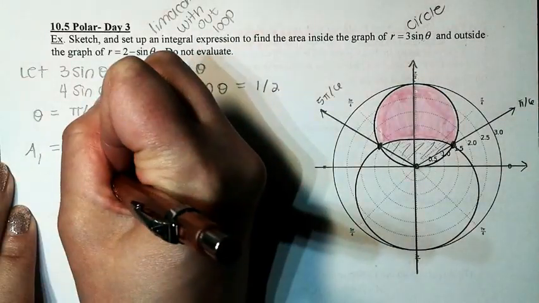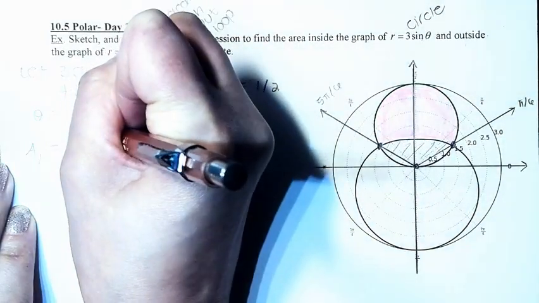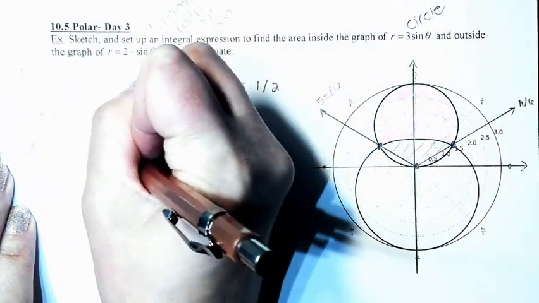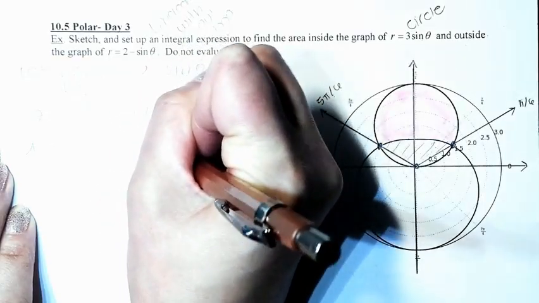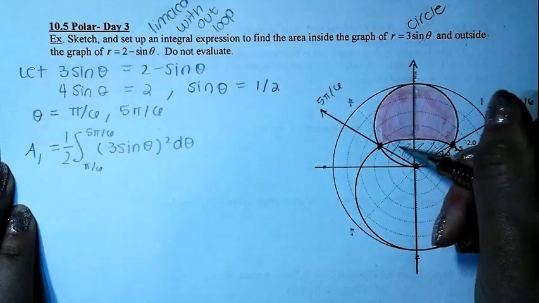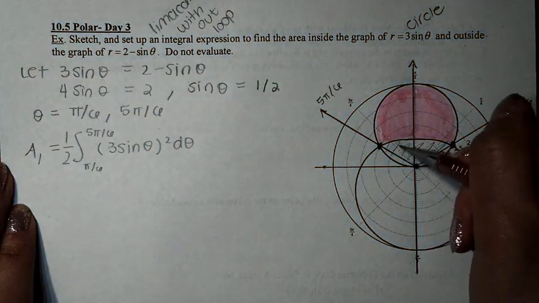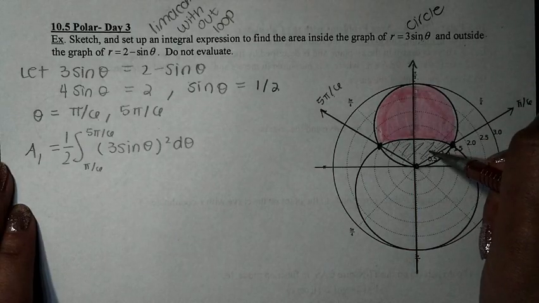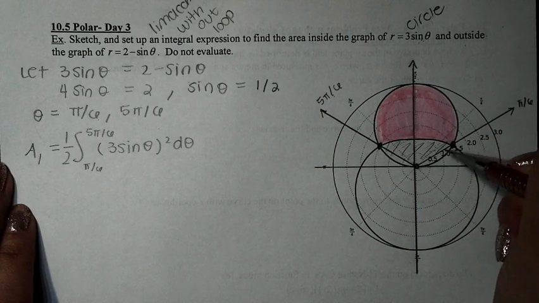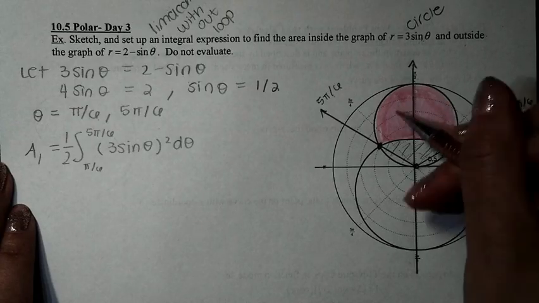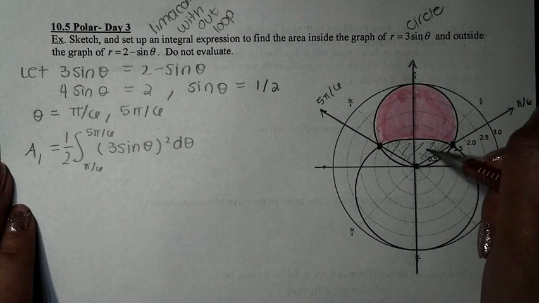So it's going to be pi over 6 to 5 pi over 6, and then you have the circle, 3 sine theta squared d theta. That's going to include the part that I have shaded, but we don't want this shaded line. Do you agree with that? What we want is only the pink part, so we need to remove the shade.